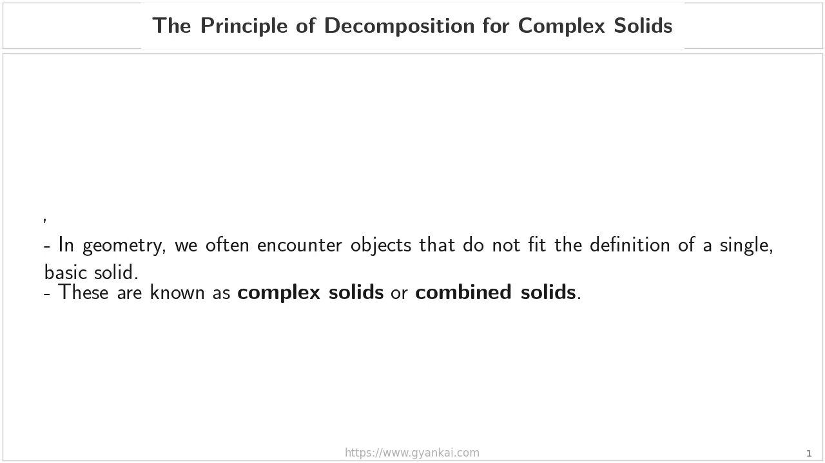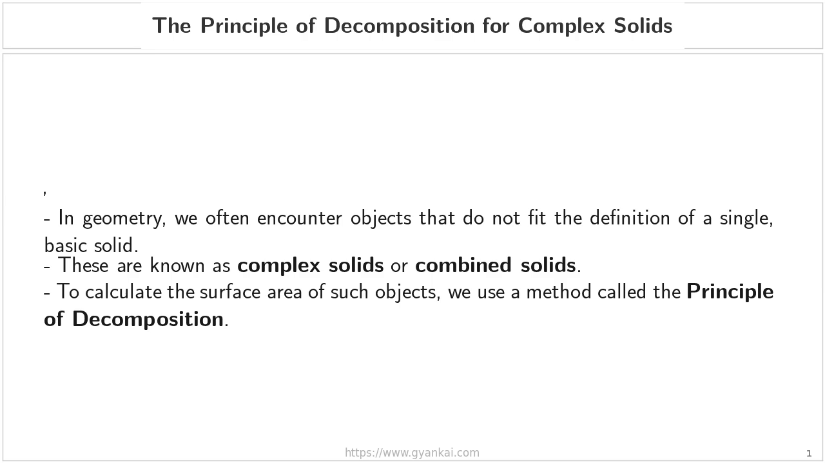When we see objects made up of multiple shapes joined together, we refer to these as complex solids or combined solids. Now, you might be wondering, how do we find the surface area of something so complicated? Well, instead of searching for a brand new, difficult formula for every single new shape we see, we use a specific strategy called the Principle of Decomposition. Over the next few slides, I am going to show you exactly how we can break these difficult shapes down into simpler parts that we already know how to handle.